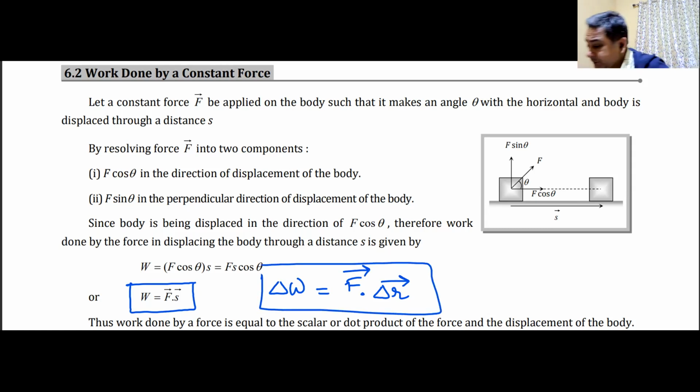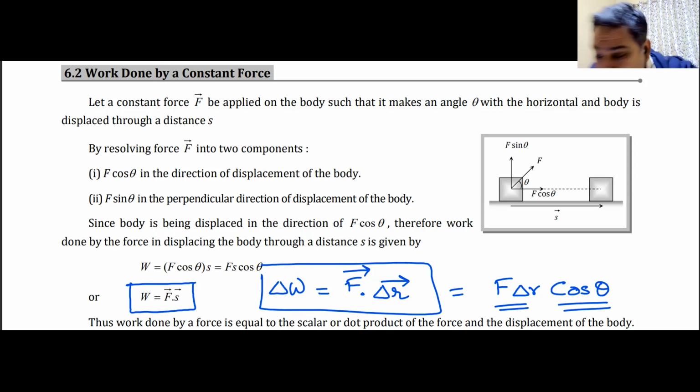Okay. Now, this F dot delta R, we have also seen can be written as magnitude of F into magnitude of delta R multiplied by cos theta, where theta is the angle between force and displacement. So work done is positive or negative. It depends on the value of theta. If theta is acute, work done is positive. If theta is obtuse, work done is negative. And if theta is 90 degrees, work done is 0.